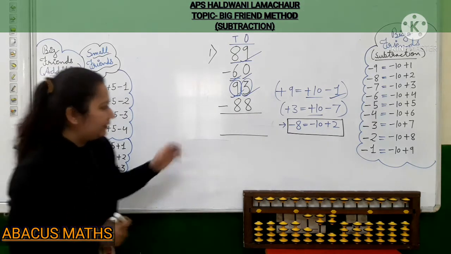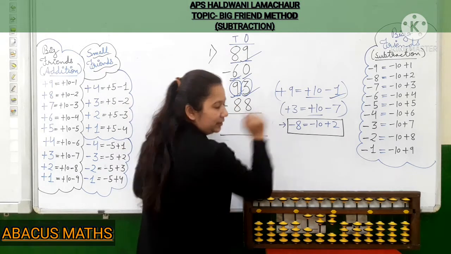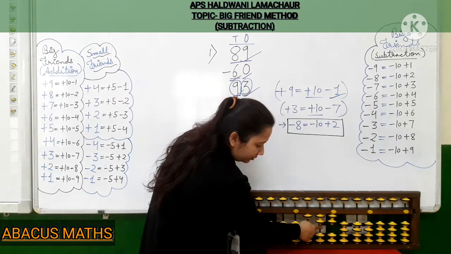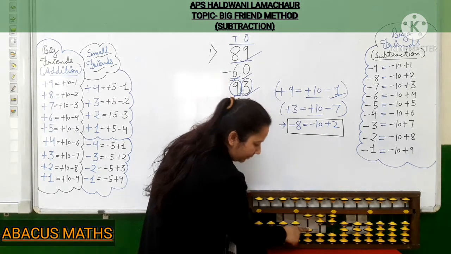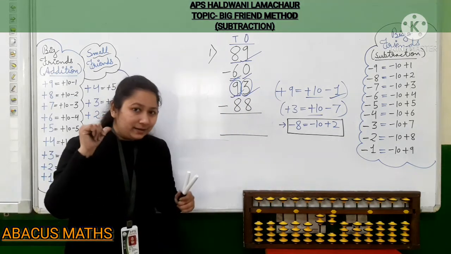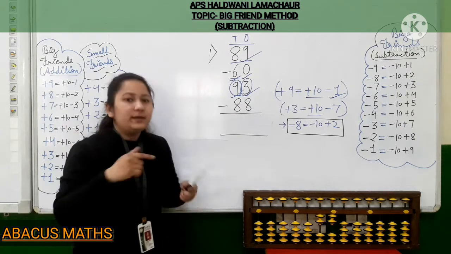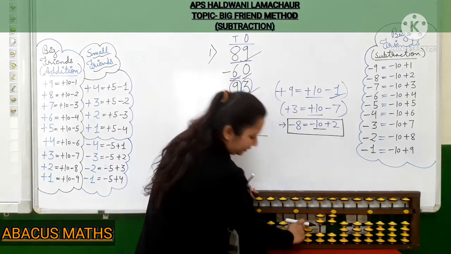Get it? Yes. Now for minus 8, we will use this formula. Minus 8 you have to do in the tens rod, this rod. So minus 10 you will do from the one rod up. See, in addition you are adding 10 in one rod up. Now in subtraction formulas you will subtract 10 from one rod up. So minus 10 I have done.